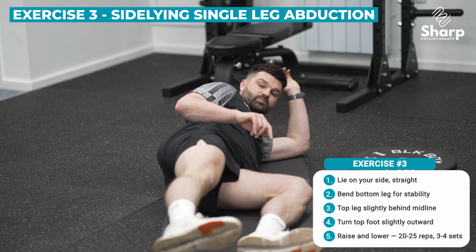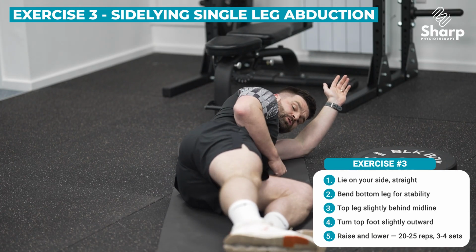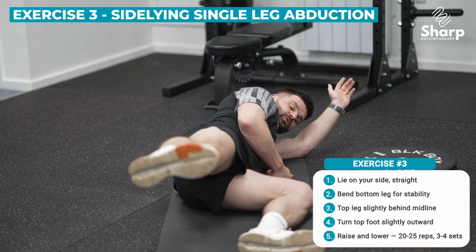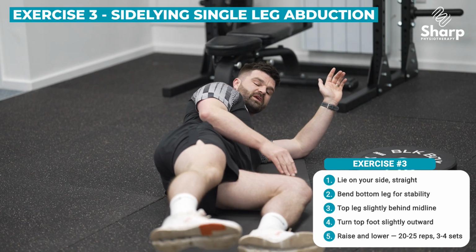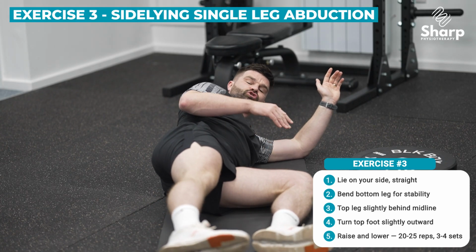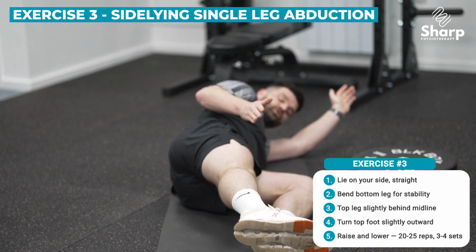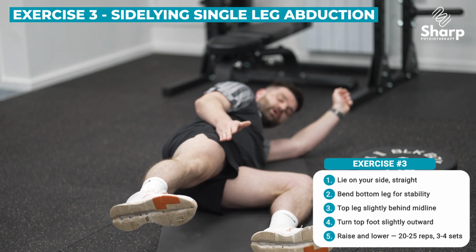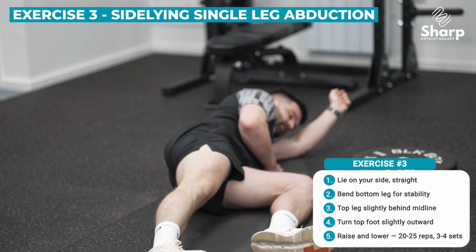Now, another mistake that people make is they roll back. So if anything, you want to roll forward, and then you're going to get even more of a contraction on the glute. So your cues are perfectly straight, bottom knee bent to give you a bit more range. Don't roll back, roll forward. And when you're doing your hip abduction, make sure that this leg is at least in midline, preferably a little bit behind with the foot slightly turned out. And then we're going to go slowly down and back up.